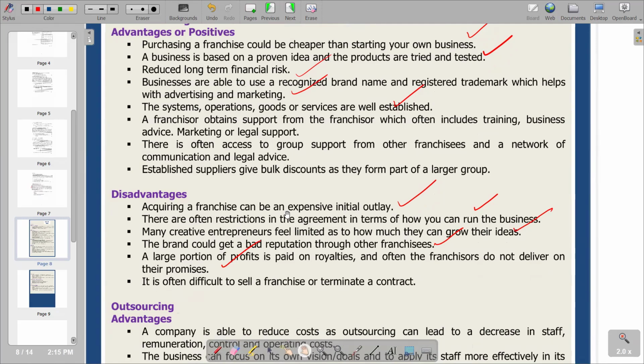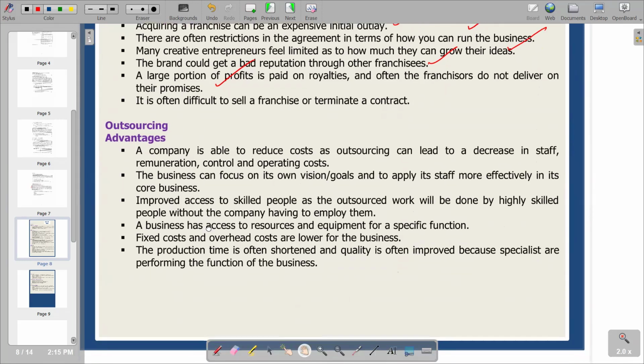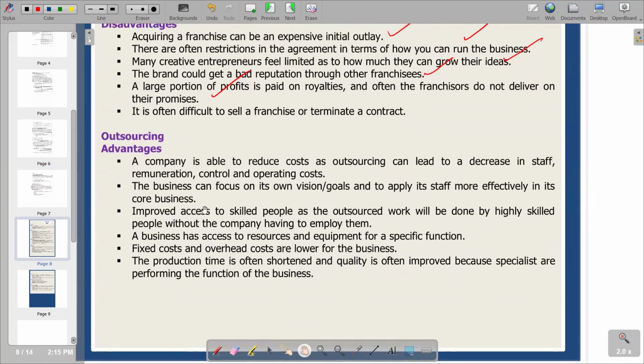And then we have got outsourcing. We have already defined outsourcing as a business practice in which companies use external providers. So basically, now we want to come up with advantages of outsourcing. So the first one is saying a company is able to reduce costs, as outsourcing can lead to a decrease in staff remuneration, control, and operating costs. So by outsourcing, we reduce some costs as we are giving the burden to the external provider. So basically, that's what we have on the first point.